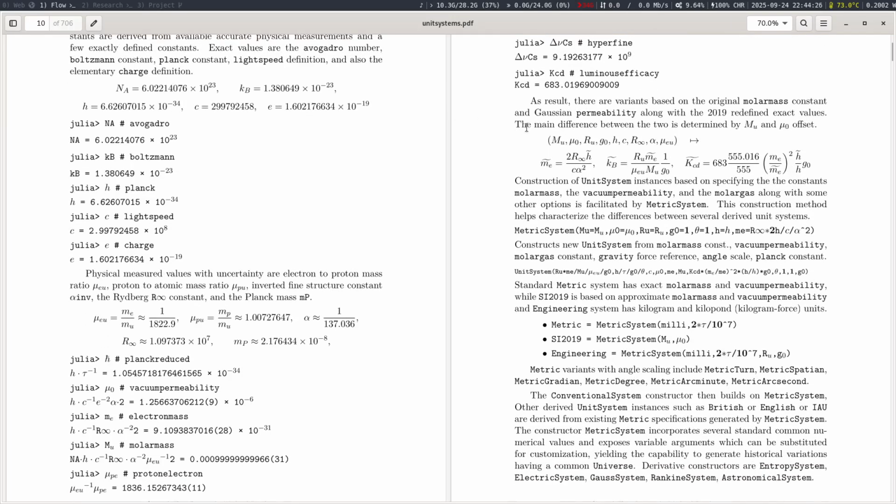As a result, there are variants based on the original molar mass constant and Gaussian permeability, along with the 2019 redefined exact values. The main difference between the two is determined by mu and mu0 offset. So basically, you can construct a metric system by selecting these constants, and particularly mu and mu0 are the key ingredients, and the rest is fairly standard.